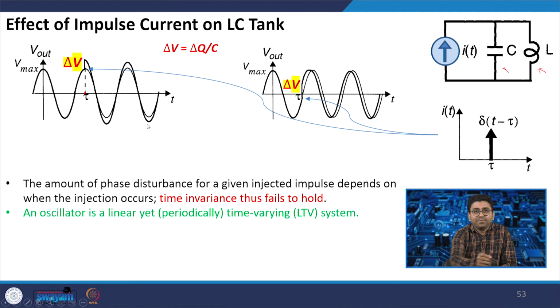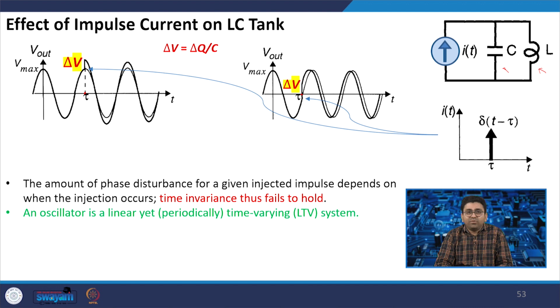So, there is a change in the voltage amplitude, delta V. However, if this impulse is happening at the zero crossing, at this tau, then what will happen? It is contributing to the change in the phase. So, what is happening here is that the amount of phase disturbance for a given injection pulse depends on when the injection occurs. So, here time invariance thus fails to hold.